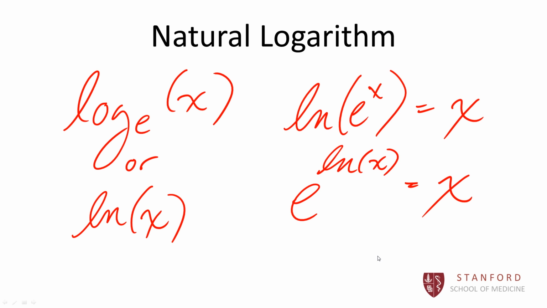This is important because when we're doing certain statistical regressions, we're going to have an expression that looks like this, and we're just going to want to isolate what's inside the natural log, so we're going to raise this to the e to get that middle part.